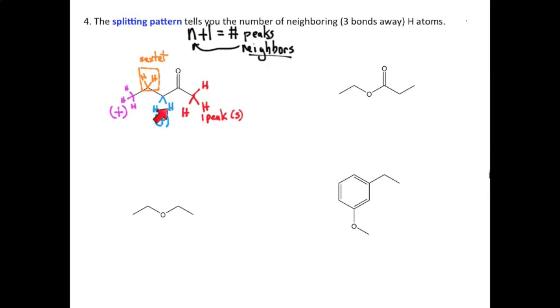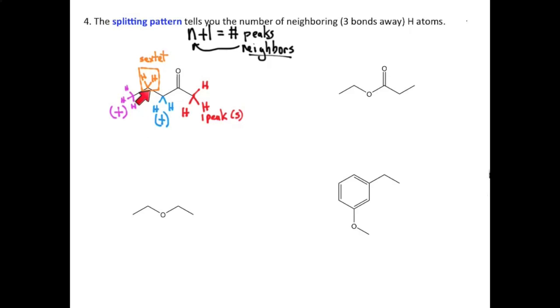If we look at blue, we have two people living in the house, in the carbon. How many neighbors are on the right? That's a house, but there's no neighbors. How many on the left? There's your carbon, which is a house, which has two neighbors. Two neighbors plus one. The signal in blue would be a triplet.